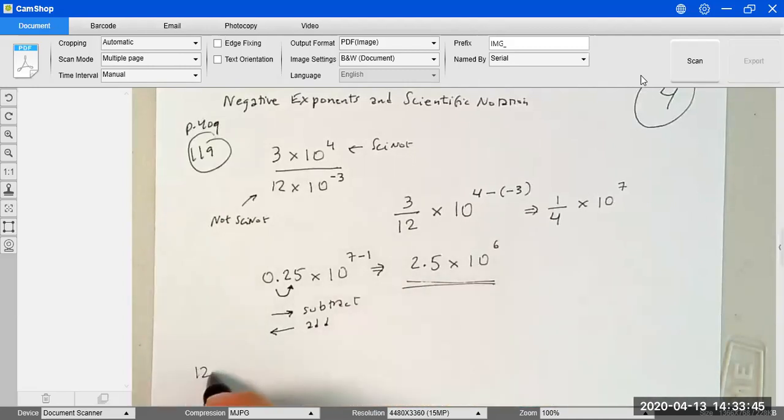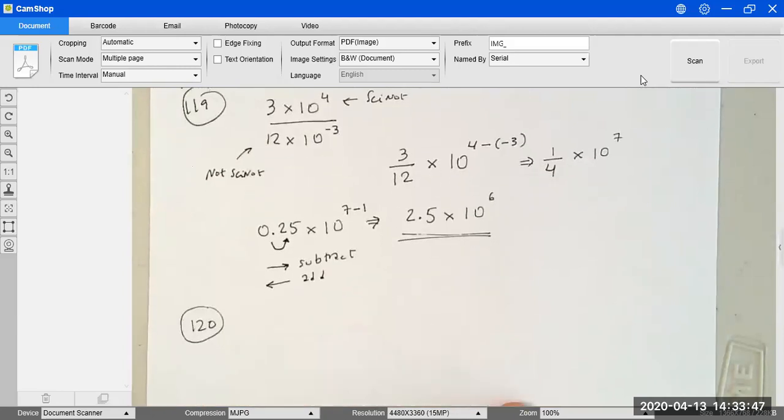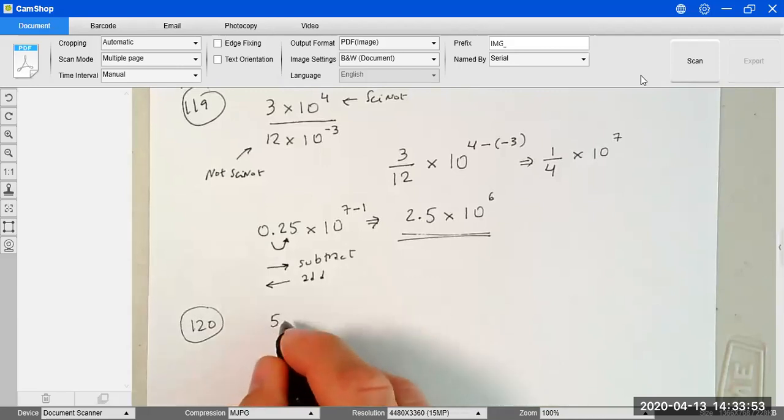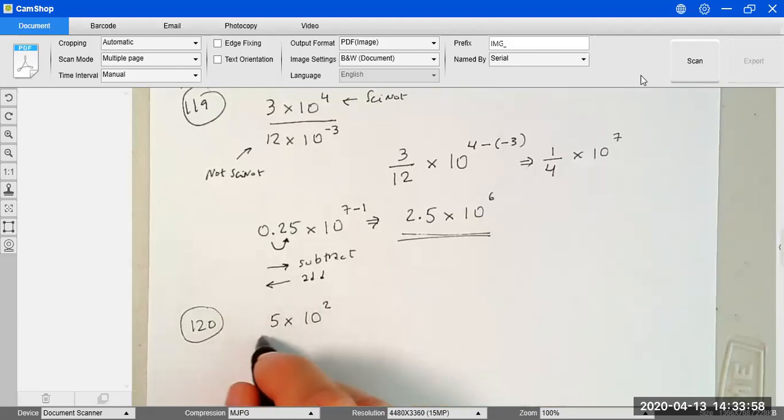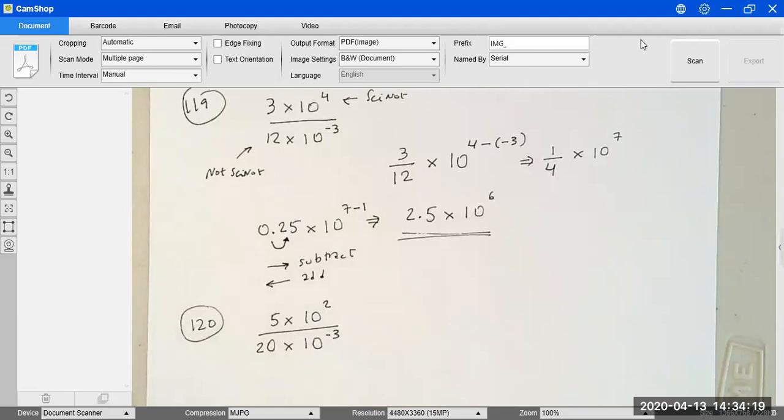So now you're going to work on problem 110 on the same page. So you're going to do another division of two numbers. The first one is written in scientific notation, so I have 5 times 10 to the second power, so that's scientific notation. But the second one, the denominator, is not written in scientific notation because it's 20 times 10 to the negative 3. So this number is written in scientific notation, but this is not. So do this computation, get me the answer in scientific notation via chat, and then we're going to continue with our review session.